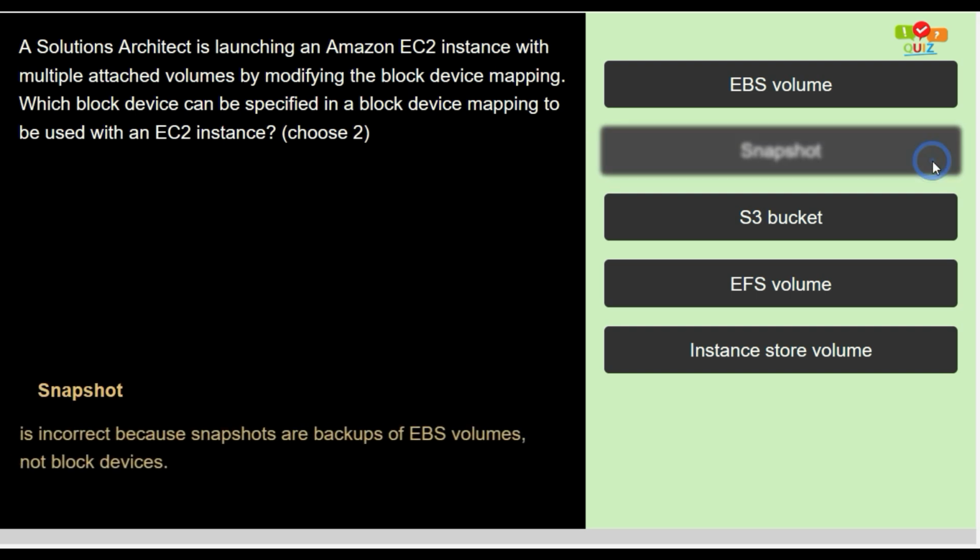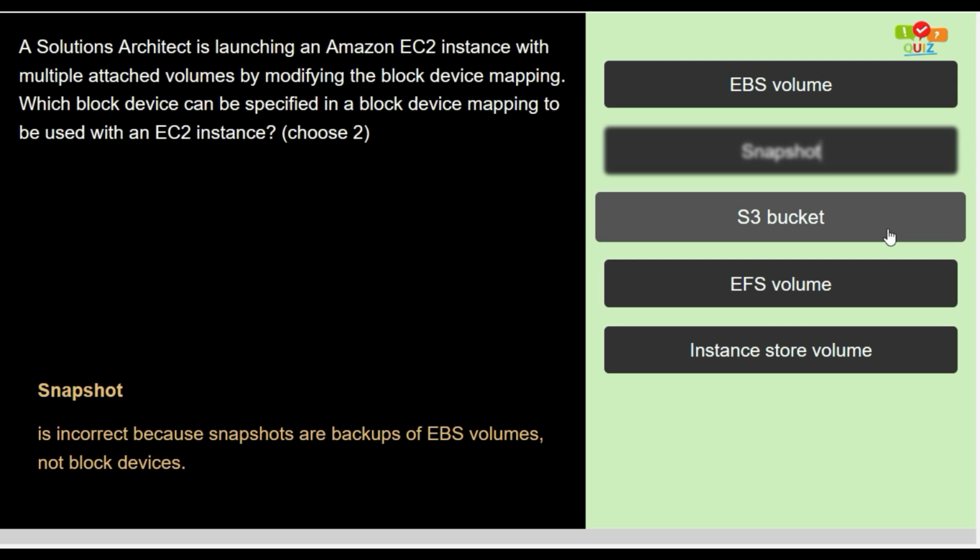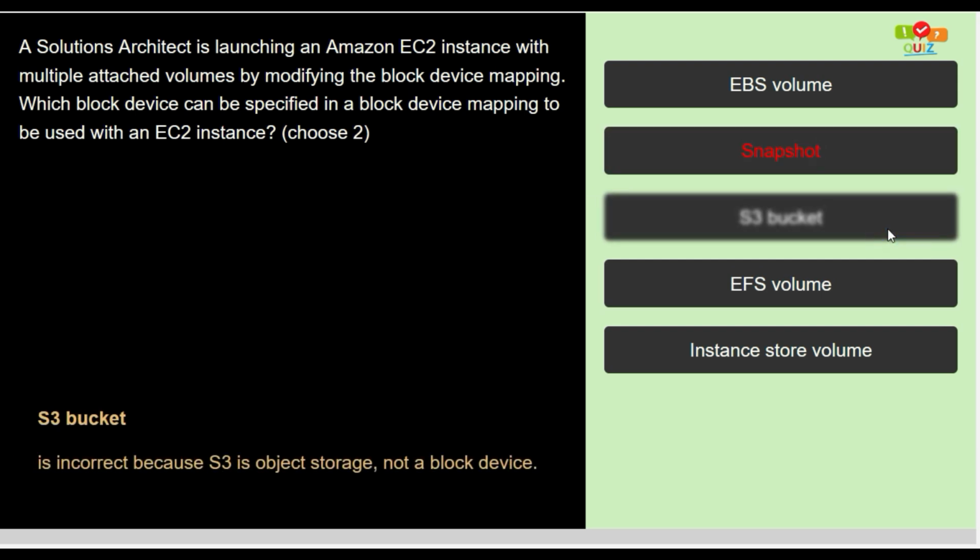Option 2 snapshot is incorrect because snapshots are backups of EBS volumes, not block devices. So snapshot is the wrong answer. Option 3 S3 bucket is incorrect because S3 is object storage, not a block device. So option 3 S3 bucket is also the wrong answer. Option 4 EFS volume is incorrect because EFS is a file system, not a block device. So option 4 is also the wrong answer.